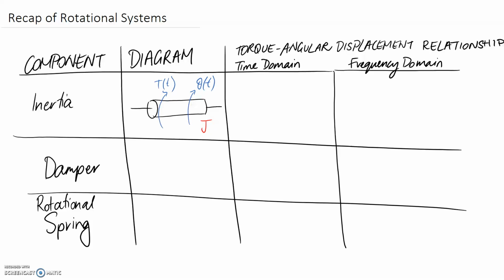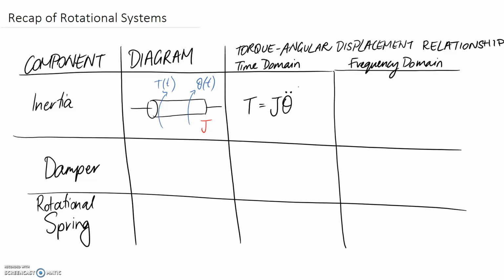What we're interested in for these rotational systems is the relationship between the torque and the angular displacement, so T and theta in this diagram. For inertia, the relationship is that the torque, T, is equal to the inertia, J, multiplied by the angular acceleration of the shaft. So that's theta double dot, the second derivative of displacement.